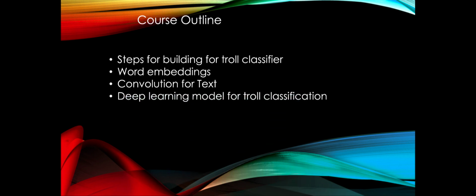Then we will build a deep learning model using a convolutional network for classifying the trolls into two categories, whether it's a troll or not a troll. So it's a binary classification problem that we want to solve. And we will use an interactive Jupyter notebook to go through all the code step by step. At each step, we will evaluate input and output, and I will explain how things work.